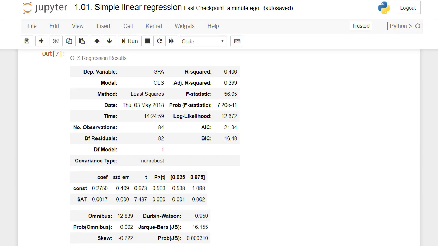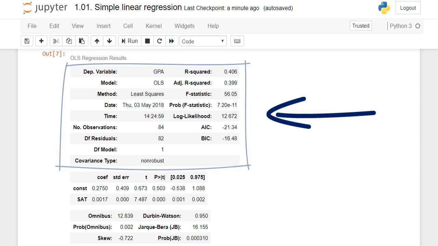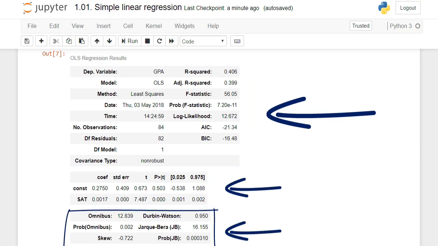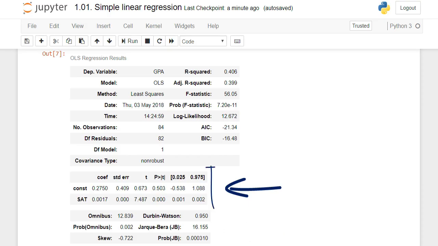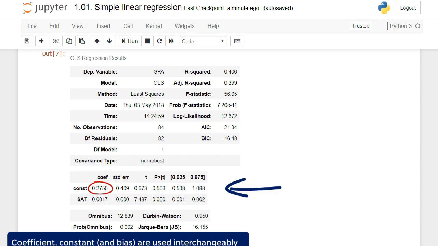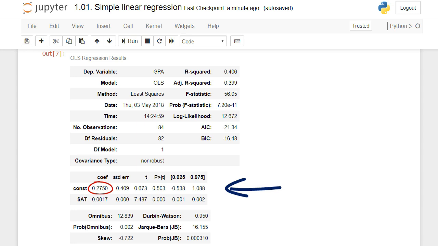Typically, when using statsmodels, we'll have three main tables: a model summary, a coefficients table, and some additional tests. Certainly, these tables contain a lot of information, but we will focus on the most important parts. I'll start with the coefficients table. We can see the coefficient of the intercept, or the constant as they've named it here. Both terms are used interchangeably. In any case, it is 0.275, which means B0 is 0.275.